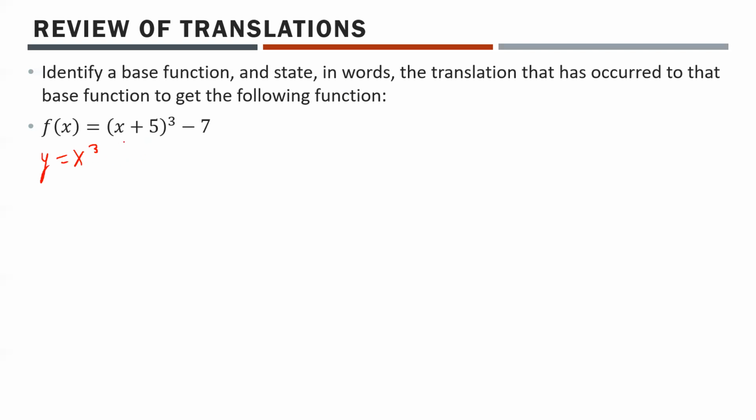If that's our base function, notice we changed the inside of the function to x plus 5, and then we stuck a minus 7 on the outside of the function. Well, if we change the inside of the function to x plus 5, in words, what that means we're doing is we're moving it left 5. And since we did a minus 7 on the outside of the function, that means we're moving it down 7. I think that's about it. That's all we really have to do on this one.